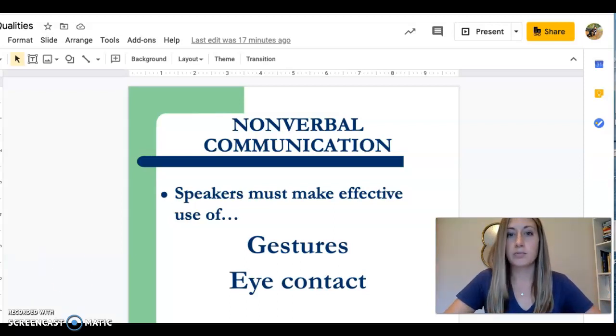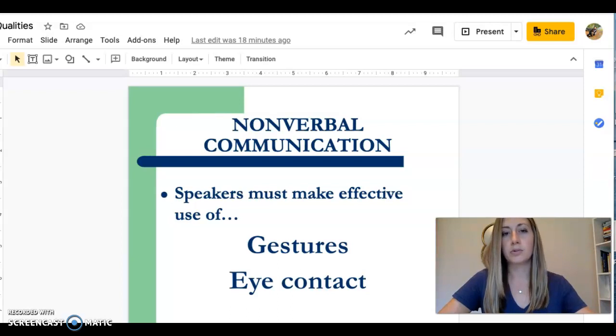Eye contact is really important. I one time went to dinner with my husband, and the table next to us, a guy started talking to Mike, my husband, and he didn't make eye contact with me once. And I thought that was so rude.